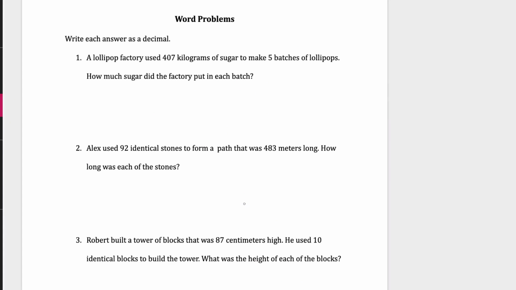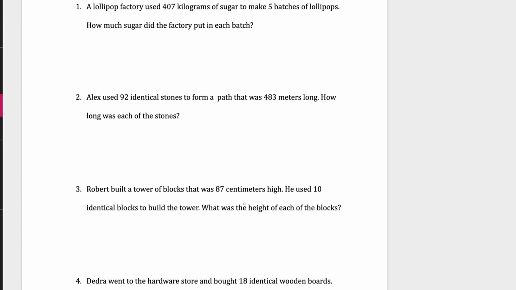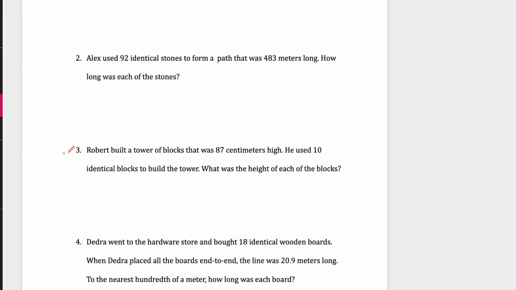And now let's try number 3. Robert built a tower of blocks that was 87 centimeters high. He used 10 identical blocks to build the tower. What was the height of each block? So for this one, we've got to do 87 divided by 10.